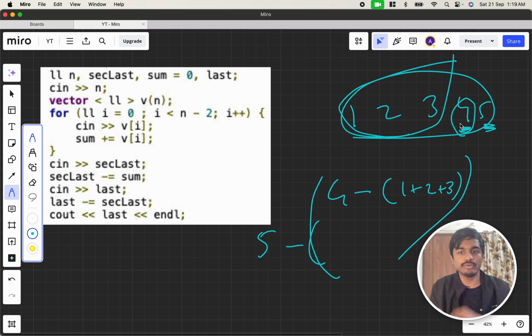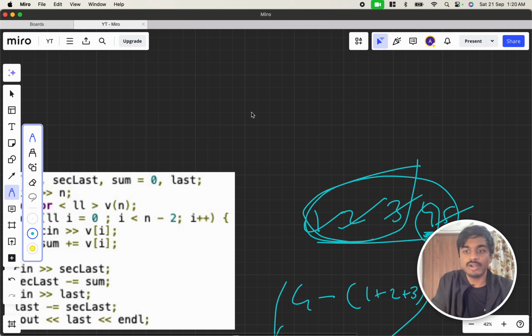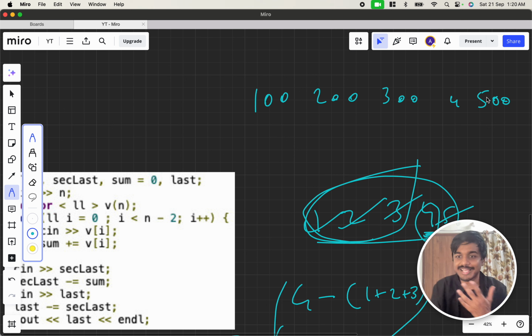You can also have a doubt: why can't I just keep the sum of 1, 2, 3 and 5 only? Anyway, 4 will go. You can't say that, because in this case, 4 is less, right? Suppose what will you do if it is 100, 200, 300 and something like 4 and 500? In this case, if you just sum it, it will be 500 plus 300 plus 200 plus 100, which won't work. So you have to go by this method only. You have to go like 4 minus 100 plus 200 plus 300, then 500 minus of 4 minus all these numbers. So that is the method.